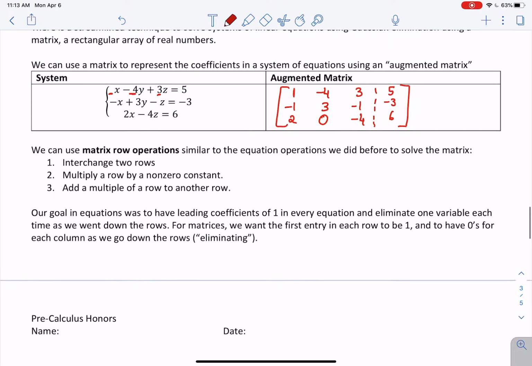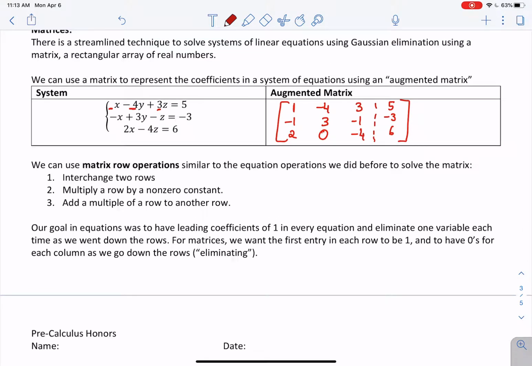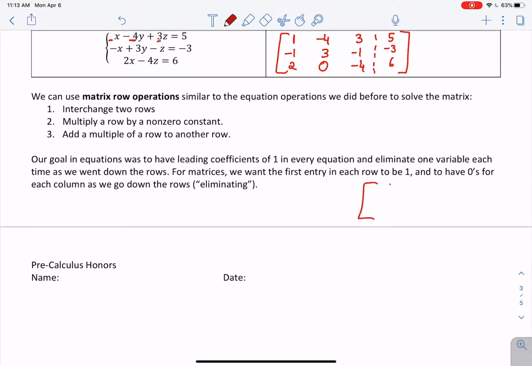We want the first entry in the row to be 1, and we want zeros for the columns down the rows. So we want this to look like 1, something, something, something. Then we want 0, 1, something, something. Then 0, 0, 1, something. That's what we want it to look like, just like how we wanted x, something, something, and then no x's, and then no x's or y's. That's what we're doing here.